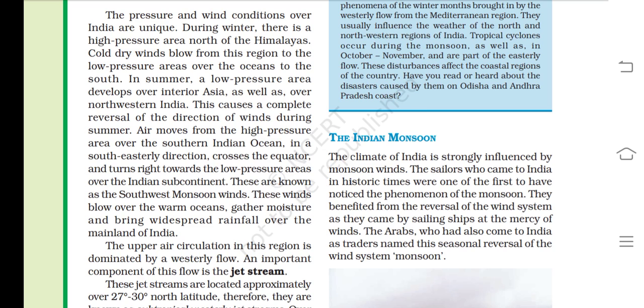of India. They benefited from the reversal of the wind system as they came by sailing ships at the mercy of winds. The reversing of the wind system helped these sailors to come to our country. The Arabs, who had also come to India as traders, named this seasonal reversal of the wind system monsoon. Means season-wise reversing of the winds.